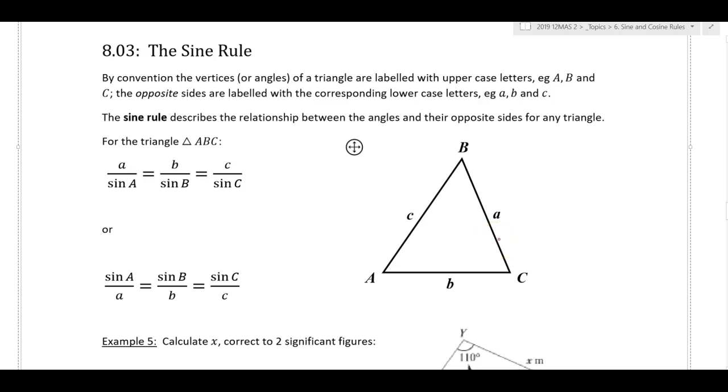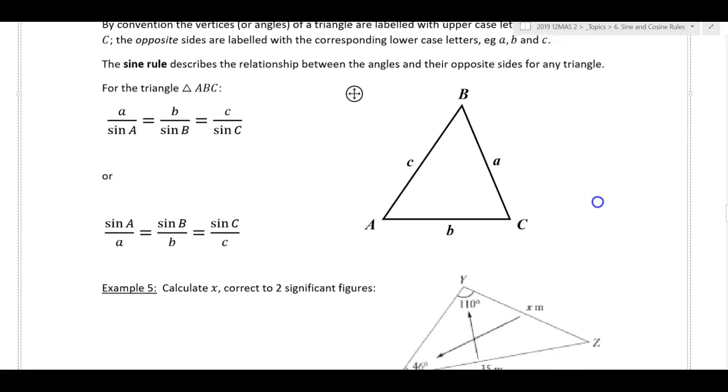Now, I need to use that convention because when we get to the sine rule, that's how we describe it. We say that a over sine A equals b over sine B equals c over sine C. Rightio? Or we can flip it over and I can say that sine A over a equals sine B over b equals sine C over c. This extends from the property that the biggest side of a triangle will be opposite the largest angle, that the shortest side will be opposite the smallest angle. It just makes it a bit more specific than that.